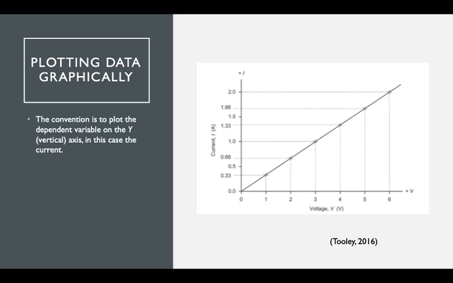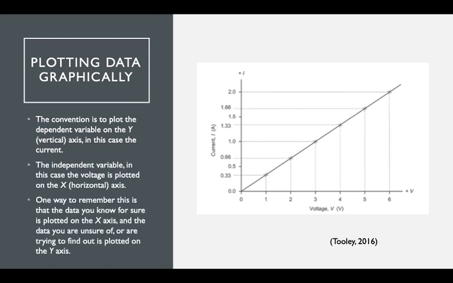The convention is to plot the dependent variable, which is y, on the y-axis, or the vertical axis here. In this case, that is the current of the circuit. And the independent variable, in this case the voltage, is plotted along the x-axis. One way to remember this is the data you know for sure is plotted along the x-axis. The voltage has obviously been changed by someone to 1 volt, 2 volt, 3 volt, 4 volt, and then they've recorded the current in that circuit from the voltage. So the data you know for sure goes along the x-axis, and the one you're unsure of or you're trying to find out goes along the y-axis.